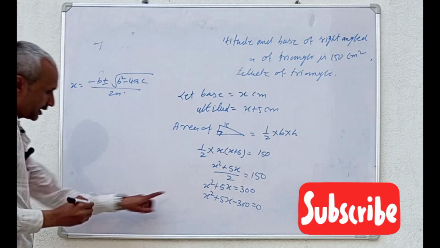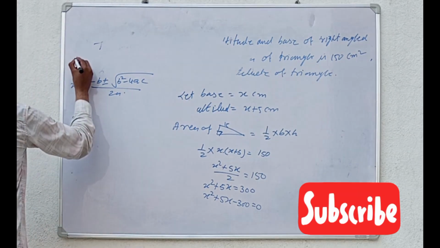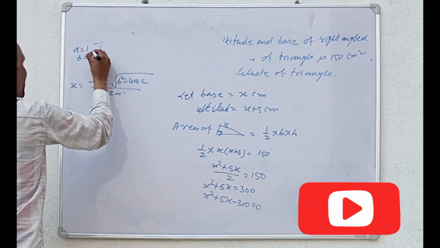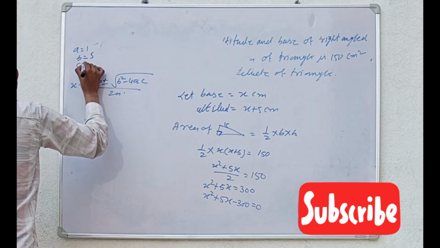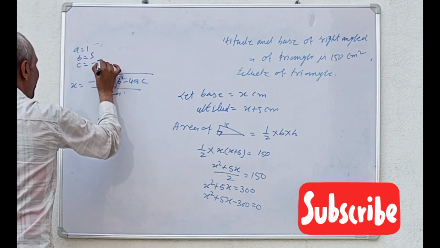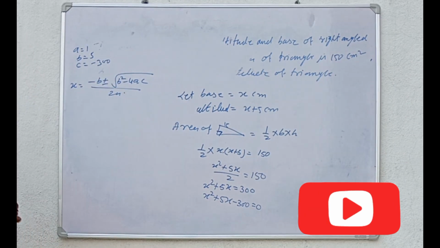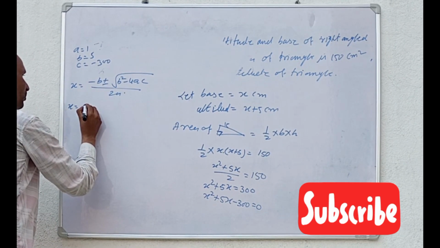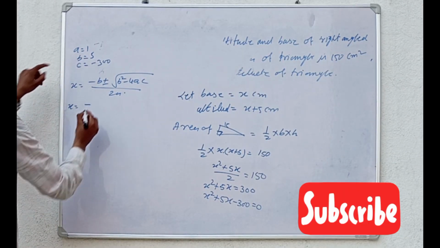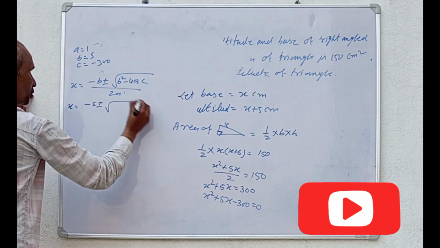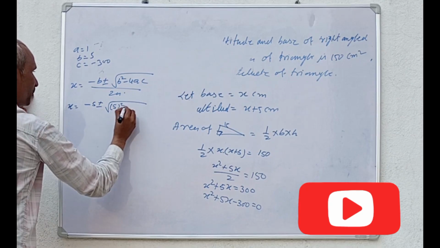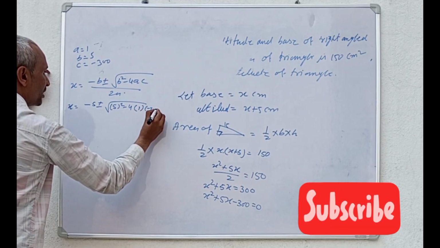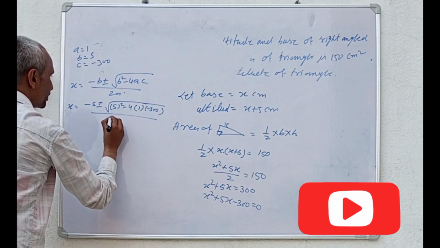So here a is equal to 1, b is equal to 5, and c is equal to minus 300. Substituting the values into the formula, x is equal to minus b value 5, plus minus root of b square, 5 square, minus 4 into a which is 1, into c which is minus 300, divided by 2 into 1.